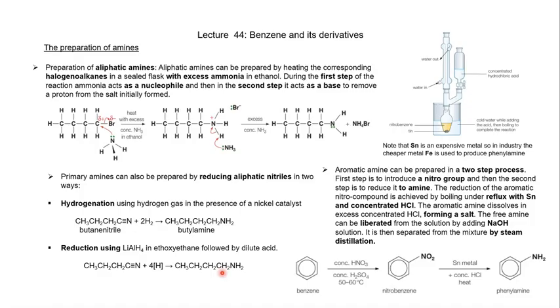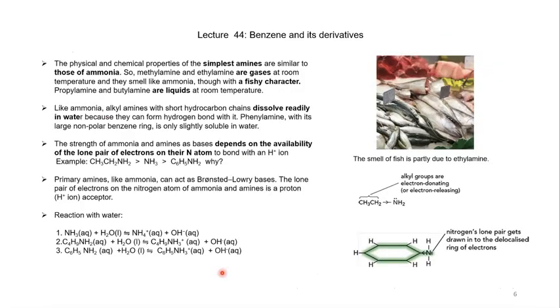Okay, now we go for the physical properties of amines. The simplest amines are similar to ammonia. For example, methylamine and ethylamine are gases at room temperature and they smell like ammonia. Fish has ethylamine and therefore we get the fishy character of the smell. Propylamine and butylamine are liquids at room temperature.